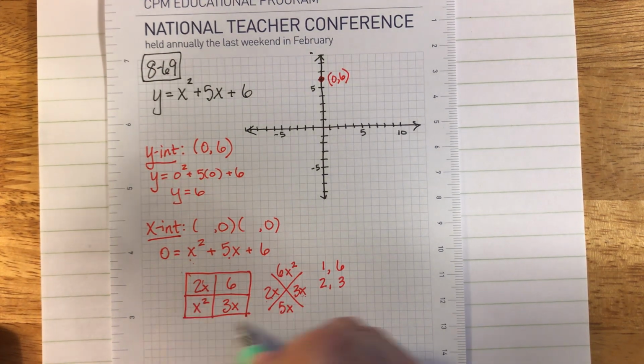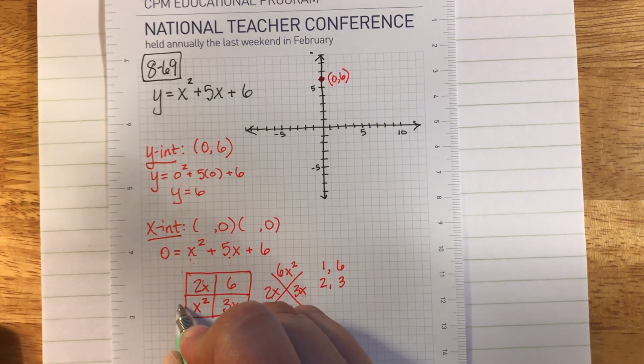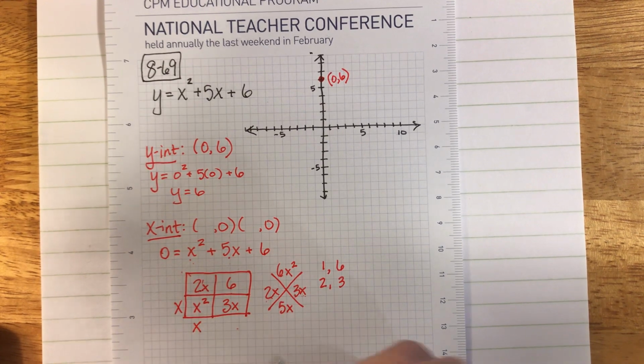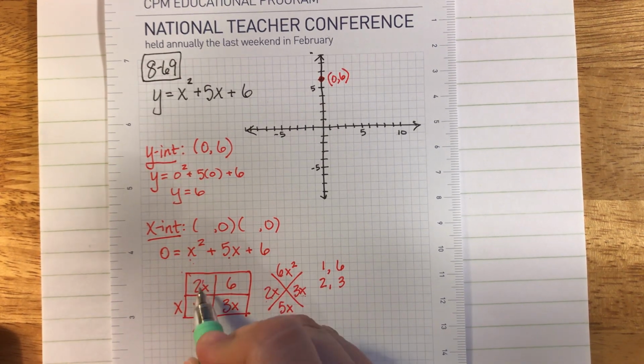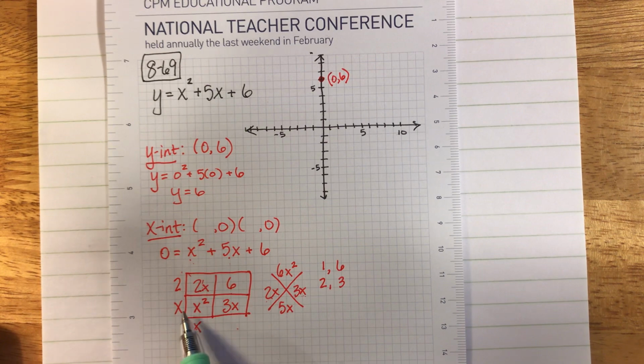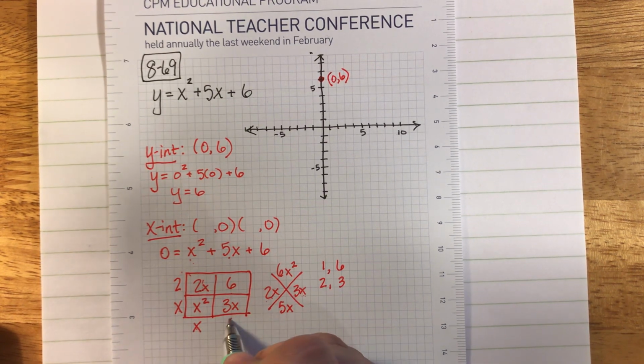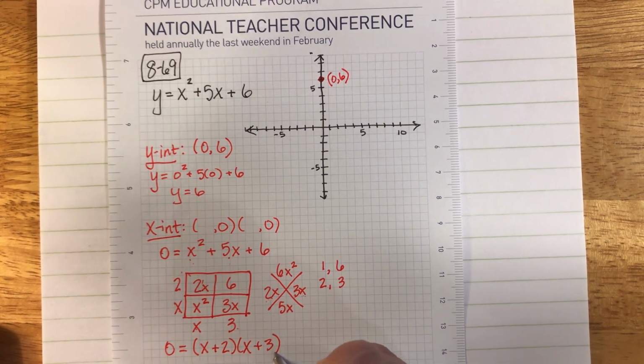Now I'm going to figure out the outside. So I start with x squared. My only options are x times x. If this is x and it multiplies to 2x, that must be 2. If this is x and it multiplies to 3x, that must be 3. So that gives me my factored form of (x plus 2)(x plus 3).